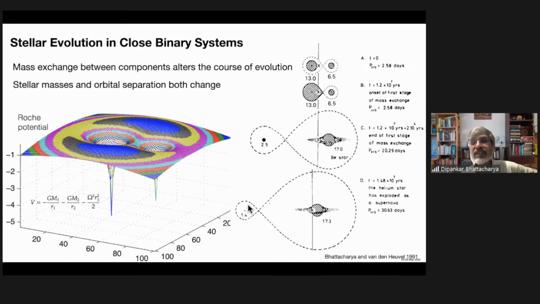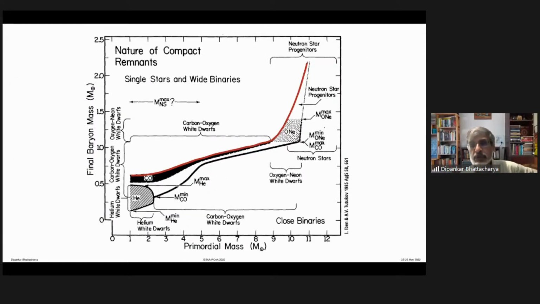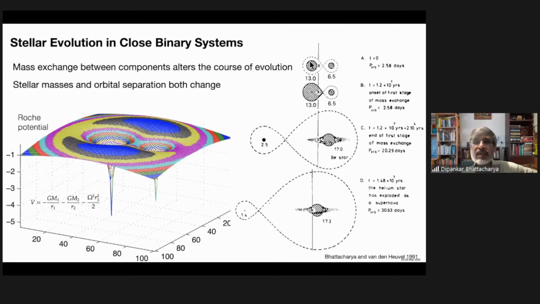So you now see that a neutron star has been produced, and evolution has been completed for the 13 solar mass star, but there is a 17 solar mass star, which is more massive than the original 13 solar mass star, that is still not fully evolved. For single stars, I have said that the main sequence lifetime is proportional to 1 over m cubed. So the heavier stars must necessarily evolve earlier. But here, as you can see, the tables are turned because of this late mass transfer.